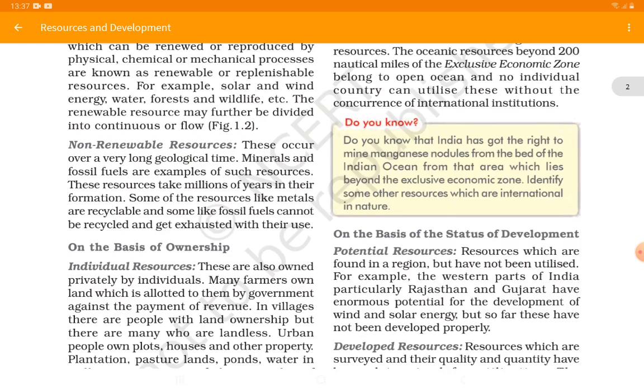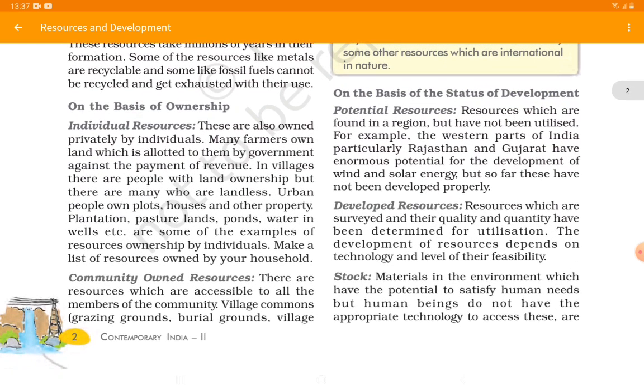On the basis of status of development is now the next heading. These further are divided into four: potential, developed, stock and reserve. Potential resources. Resources which are found in a region but have not been utilized. Like the western part of India, particularly Rajasthan and Gujarat, have enormous potential for development of wind and solar energy. But here these are not being developed properly.